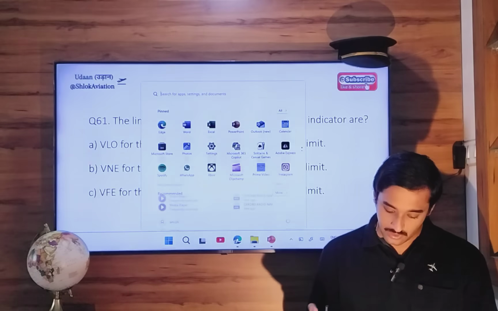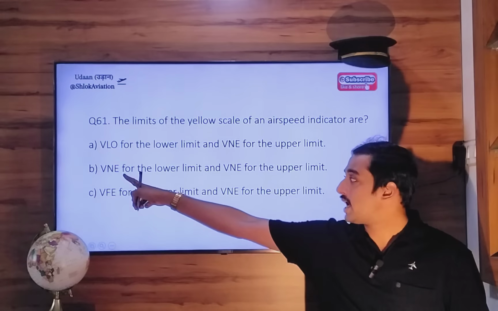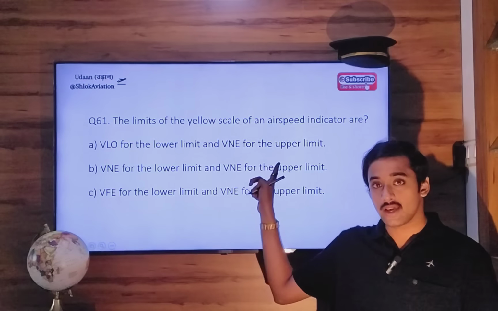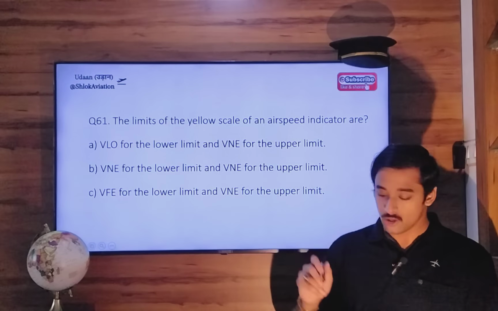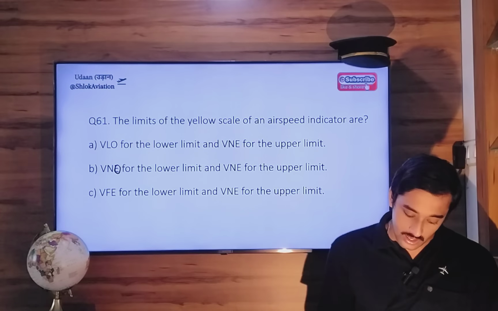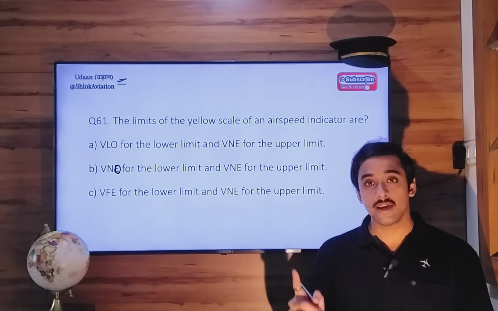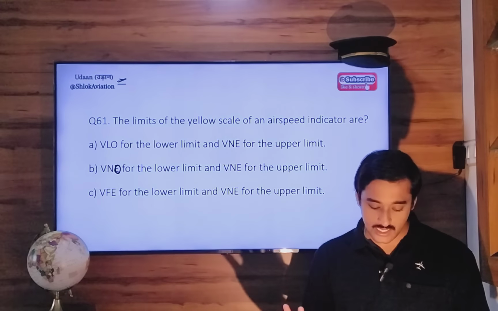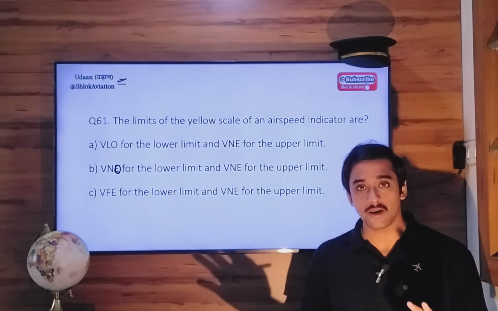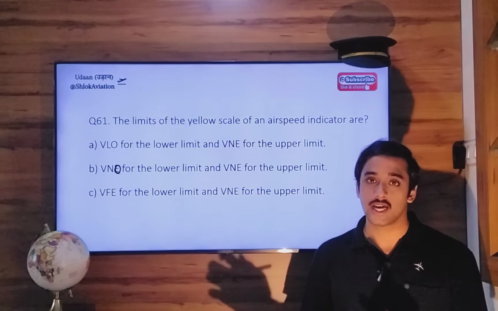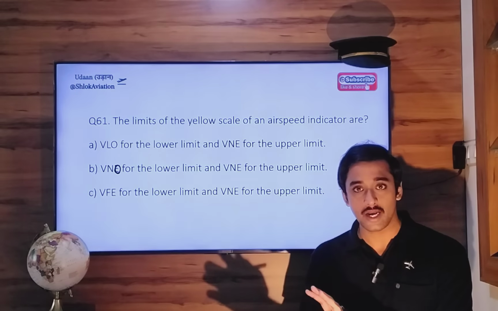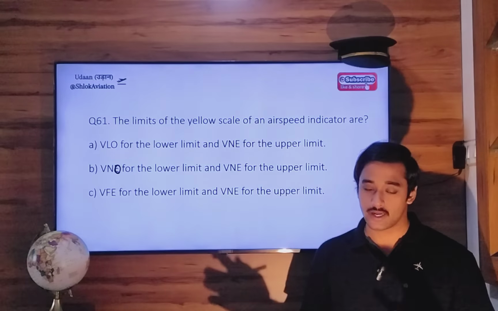Yeah. So there is a printing error. In place of VNE for the lower limit and VNE for the upper limit, it should be VNO for the lower limit and VNE for the upper limit. There is some printing error, but in the exam, remember, you will mark that option which has VNO for the lower limit and VNE for the upper limit.